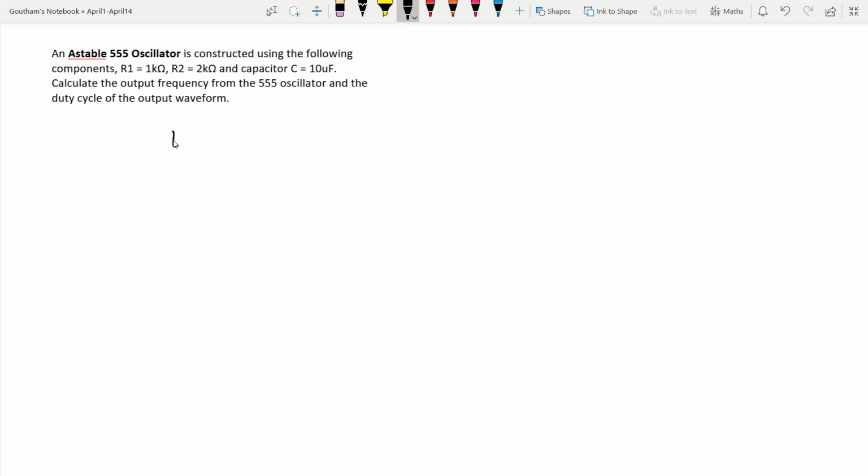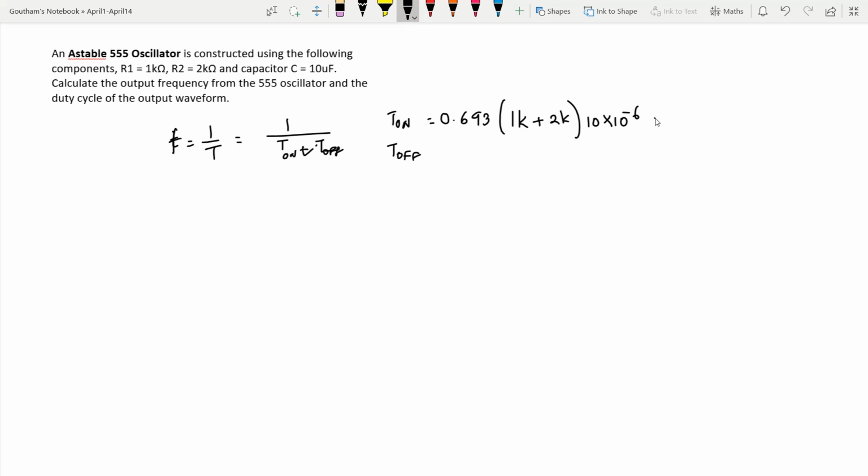In order to find the output frequency, F is nothing but 1 by T, and T is T on plus T off. So we have to calculate T on and T off. What is T on? T on is 0.693 into R1 plus R2 into C. R1 is 1K, R2 is 2K, and this is 10 micro. Micro is 10 power minus 6. So this will roughly give me 21 milliseconds. You can please check the algebra later.